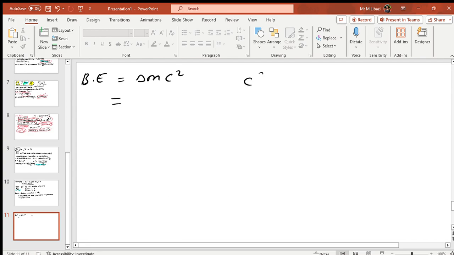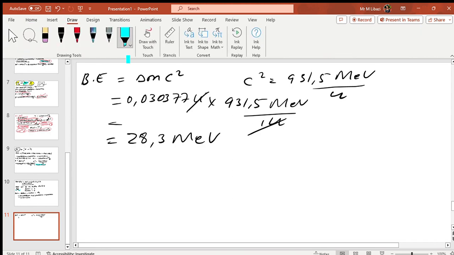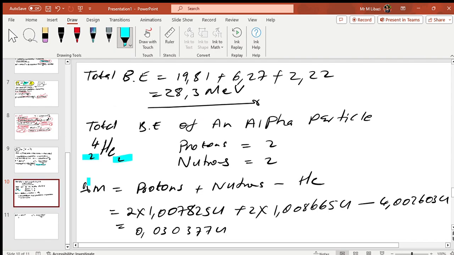So now from there we want to calculate the binding energy, which is equal to the mass defect times c squared, where c squared is 931.5 mega electron volts per U. We take 0.030377 U multiplied by 931.5 mega electron volts per 1 U, where this U cancels that U. Then when I multiply those two, I get 28.3 mega electron volts, which is the same as what we got when we calculated it individually. Does it make sense? Yes, it does.